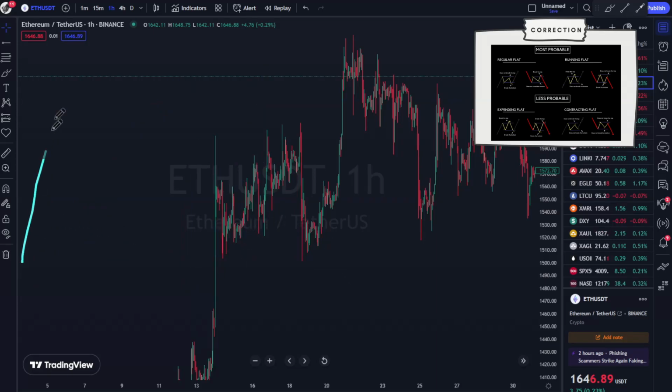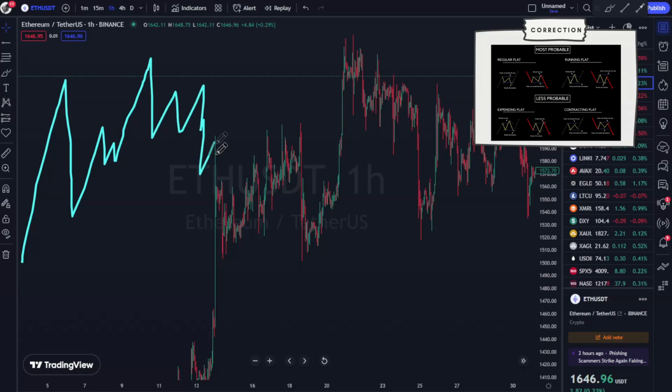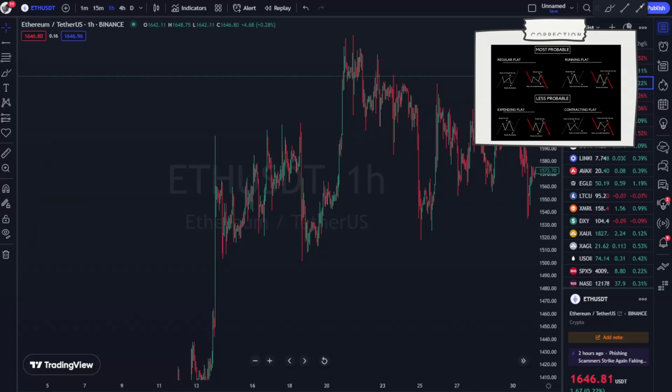But sometimes when it's looking like this, it's not clear anymore, right? It can be an expanding, but it's not clear anymore. So I hope you get the difference. I'm not going to lose too much time on it.